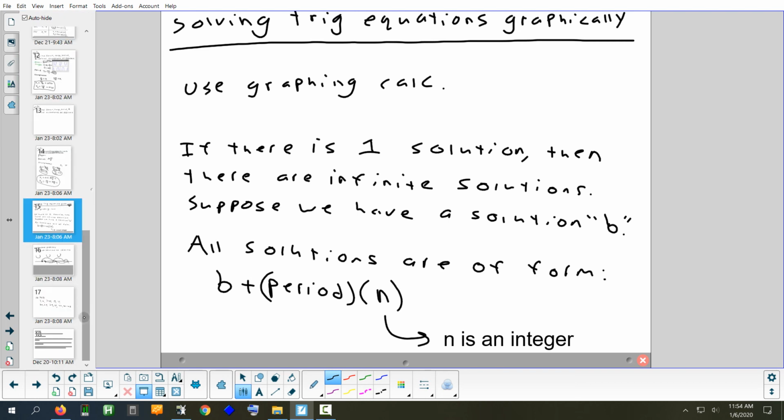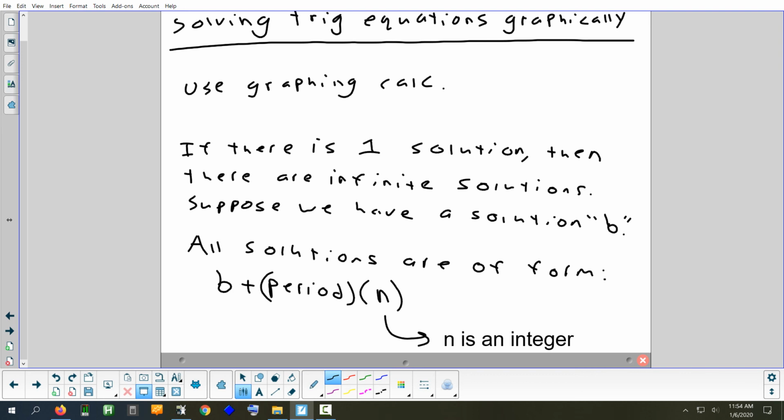To write down all solutions, take the one that you found, and then just put plus the period times n. Now, which one do you have to find right here? It doesn't really matter. Doesn't matter.